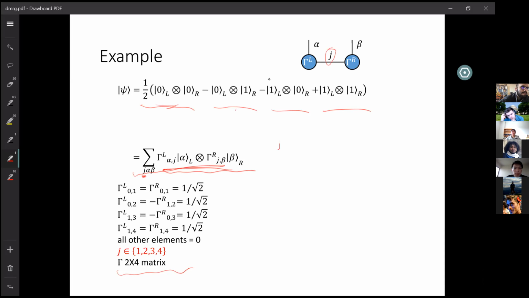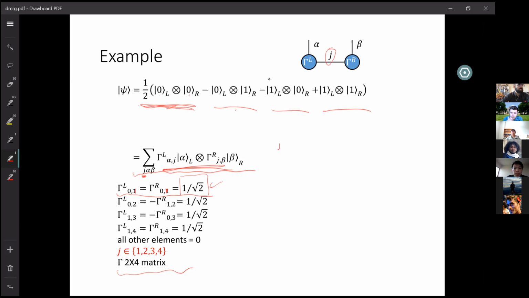Okay, so let's look at the expression here. This is when J equals 1. In J equals 1, what I want is that when alpha and beta equal 0, I should get the product 1/2. So I just assign it symmetrically, 1 over square root 2. And all other tensor elements should be 0, because for the first term, I only have the 0, 0 component that is non-zero.